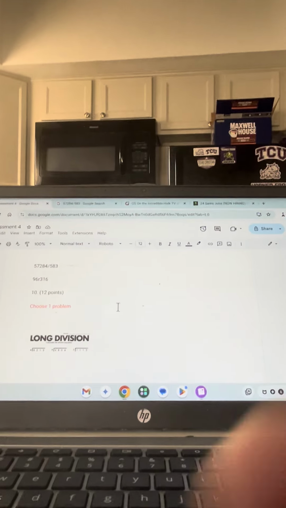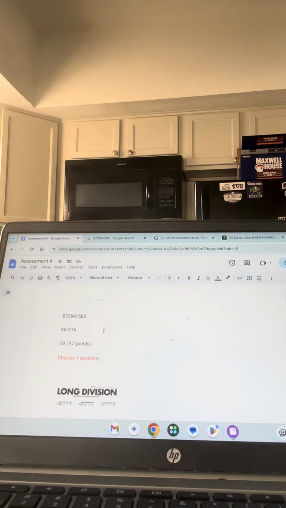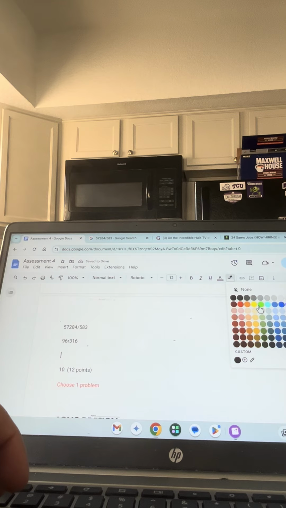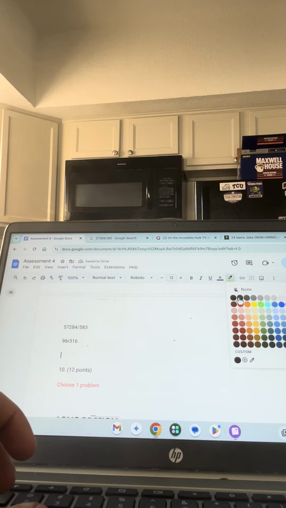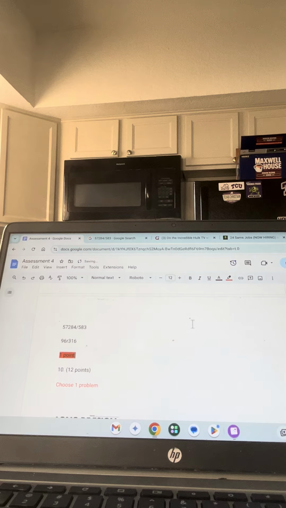So I'm not saying you got 96 with a remainder of 316. Oh, sorry. So you got 98 with a remainder of 316, which I'm not sure where you got that from. But you got the 9 correct, so you get 1 point for that problem. Partial credit. Unless you send me your work and then I can see where you made a mistake. So you get 1 point.